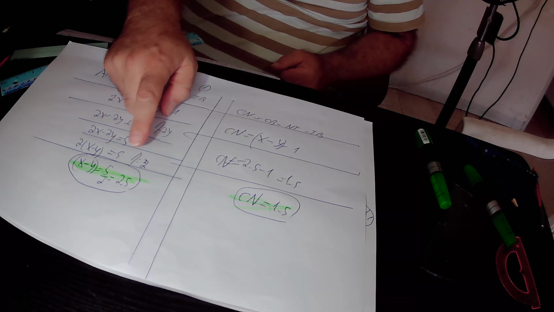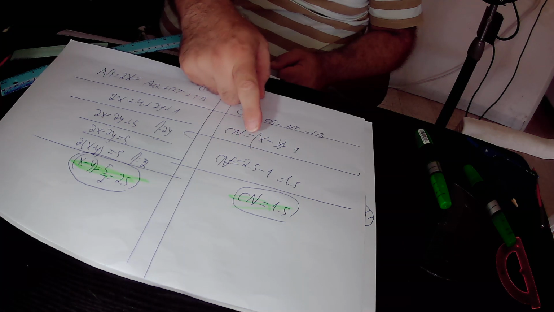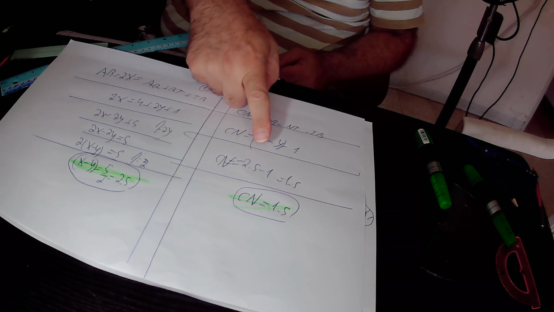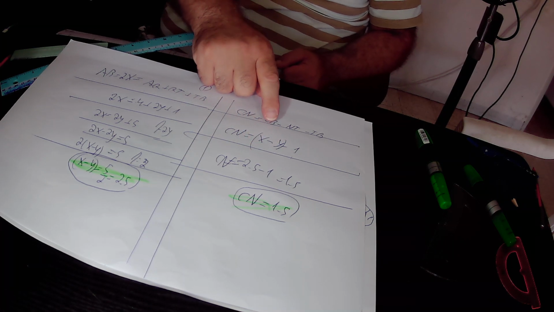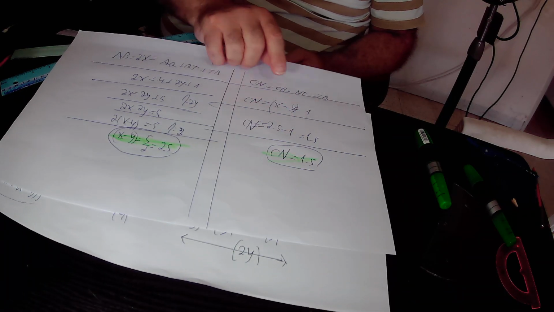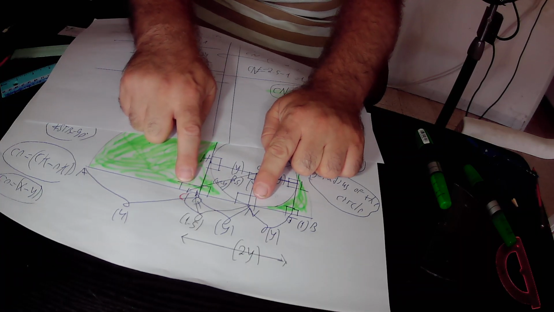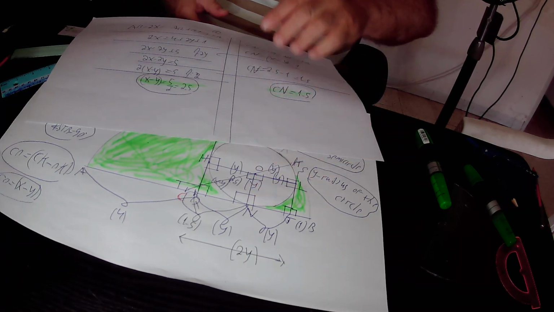x minus y is 2.5. So we substitute x minus y by 2.5, minus 1. 2.5 minus 1 is 1.5. So in total, we found out that the length of the short line segment Cn is equal to 1.5 units. This is Cn, equal to 1.5 units in its length.